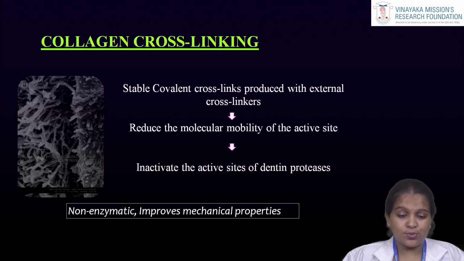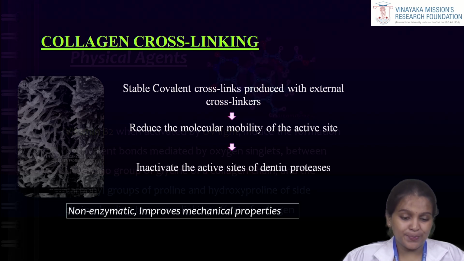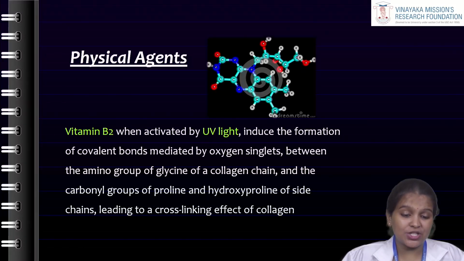So how do collagen cross-linkers work? The stable covalent cross-links produced with external cross-linkers reduce the molecular mobility of the active site, which inactivates the active site for dentin proteases. So this is non-enzymatic and it improves the mechanical properties also. So what are the various collagen cross-linkers? One is a physical agent, especially vitamin B2, which, when activated by UV light, induces the formation of covalent bonds mediated by singlet oxygen between the amino group of glycine of the collagen chain and the carbonyl group of proline and hydroxyproline of side chains, leading to a cross-linking effect on collagen. So collagen, when it remains in its triple helix structure, is more durable and strong. So this collagen cross-linking plays a similar role.